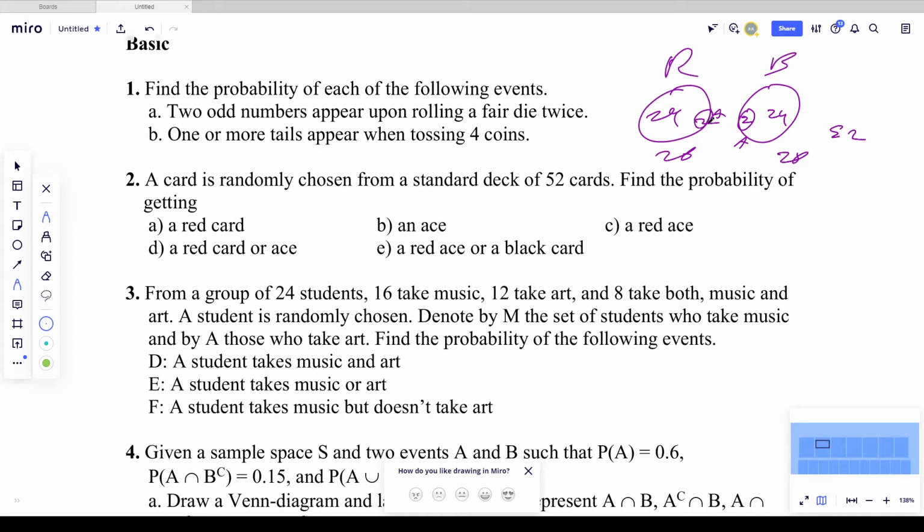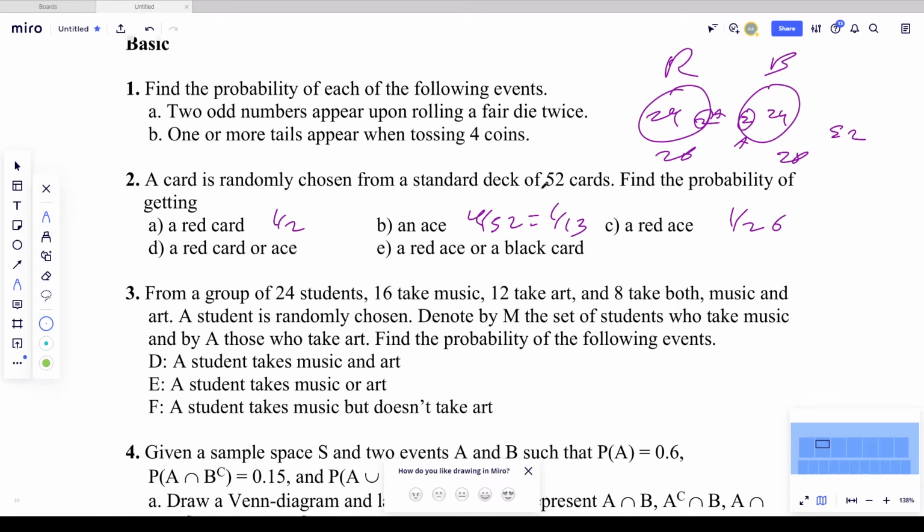Anyways, a red card, there are 26 red cards, so 26 out of 52. An ace, there are 4 aces in a 52. So 4 over 52, which is 1 over 13, and this is half. A red ace, you can multiply those, half times this, which is 1 over 26, or you can just see here, a red ace, there are 2 in a 52, because you always divide by the sample space, so 2 over 52, so it'll be 1 over 26.